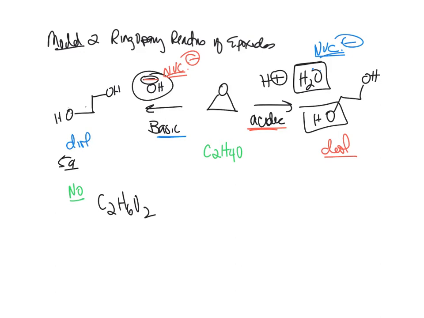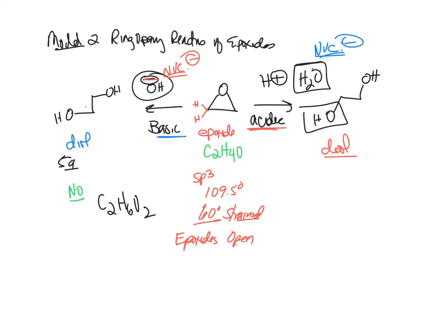In your group, determine why an epoxide is more reactive than an ether. Well, this is an sp3 carbon, and we know sp3 carbons have 109.5 degree bond angles. Well, in a triangle such as this epoxide, you have 60 degree bond angles. So this is very strained. And so epoxides, you know what they do? Epoxides open, and that relieves that 60 degree strain.